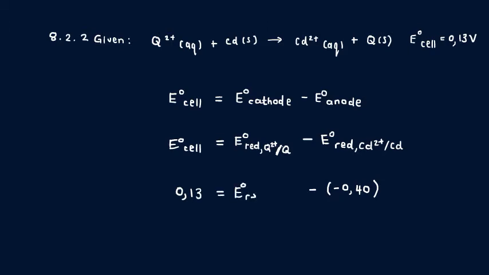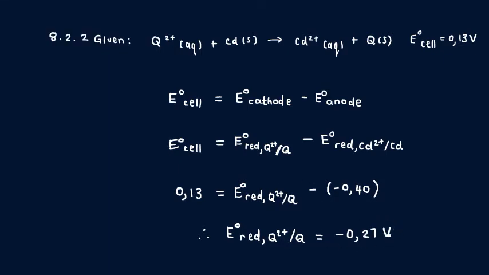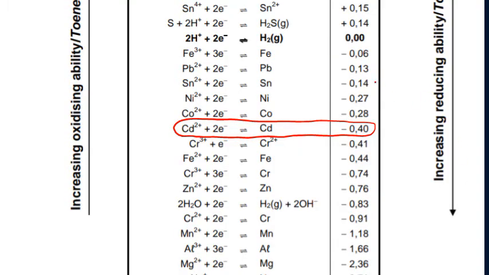and then evaluate the standard reduction potential of Q2 plus to Q, and then we can go back to table 4A so that we can identify what Q is. So this works out to be minus 0.27. Now we just have to go back to the table and hunt for this value. We obviously know that it's going to be below the standard reduction potential of hydrogen, because that's the one that has 0 volts. So here we are back on this table again, looking for minus 0.27. There we go, minus 0.27.